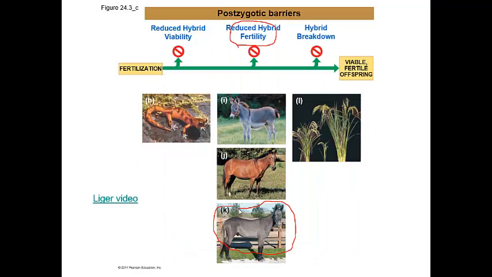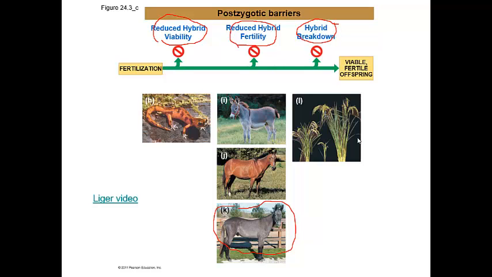Another postzygotic barrier is reduced hybrid viability. Often hybrid animals fail to complete development, or they have severe birth defects that are going to prevent them from mating. The last postzygotic barrier is hybrid breakdown.